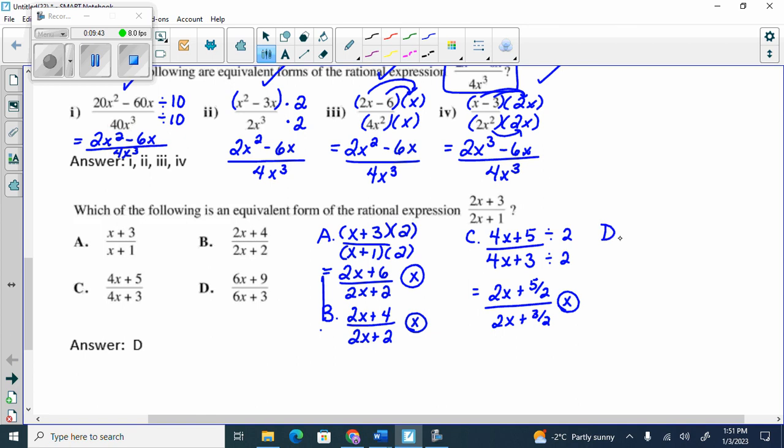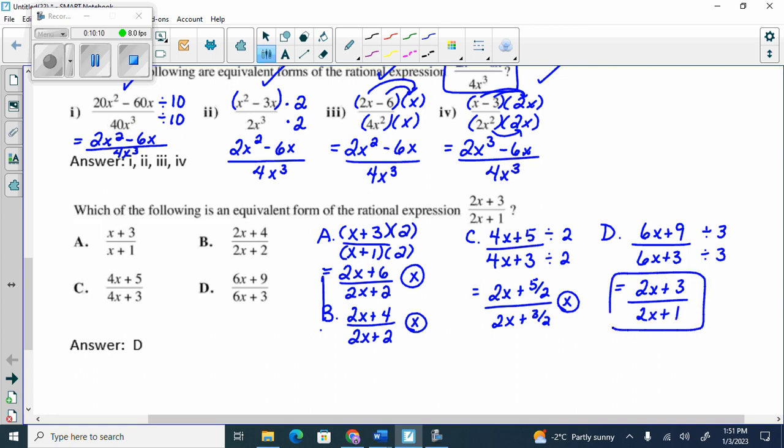Now let's try D. D is 6x plus 9 over 6x plus 3. I need to match 6x to 2x, so I'm going to have to divide the top by 3, which means I have to divide the bottom by 3 because it's equivalent. You have to do the same to the top and the bottom. 6x divided by 3 is 2x, plus 9 divided by 3 is 3, over 2x, 3 divided by 3 is 1. Now this is equivalent and it matches.